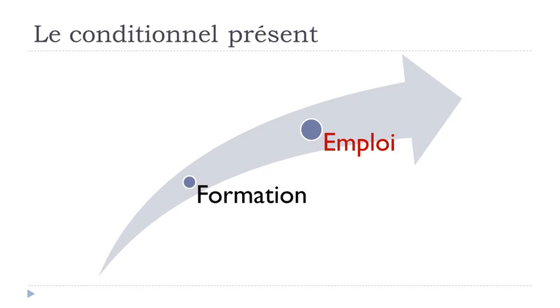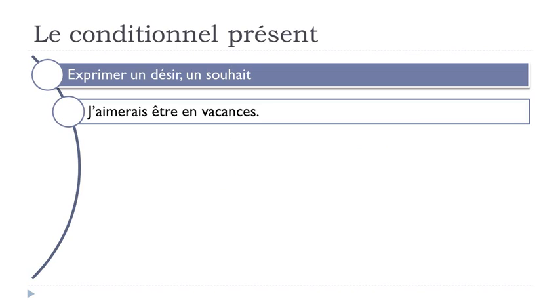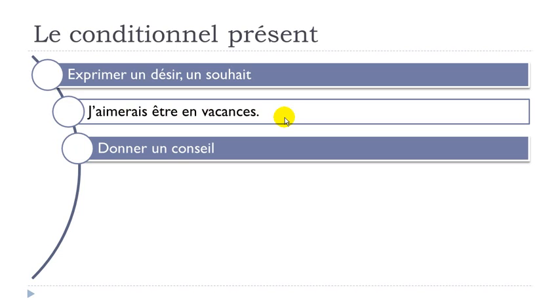Okay? And now let's see when we should use this conditionnel présent, because that's the most important thing. The first situation would be to express a desire or a wish, exprimer un désir ou un souhait. Okay? J'aimerais être en vacances. Aimer, to like or to love. Okay? And here you've got the conditionnel form. Être, to be. En vacances, on vacation. Holidays. J'aimerais être en vacances.